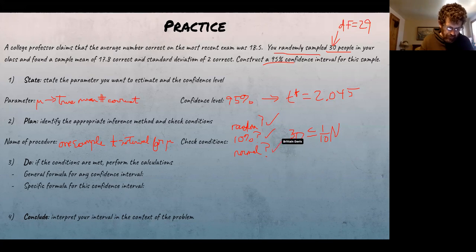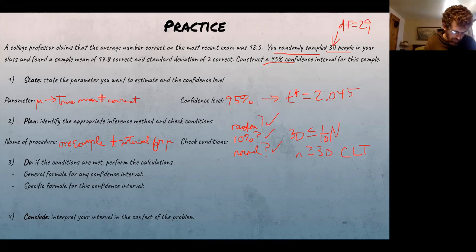Okay, is it normal? We had 30 people in our sample, and we can check it 2 different ways. We can check to make sure that the population is normally distributed, approximately normal, or we can make sure that we have at least 30 in our sample size. And here our sample size is at least 30, so we've met the central limit theorem requirements, and we are good to go.